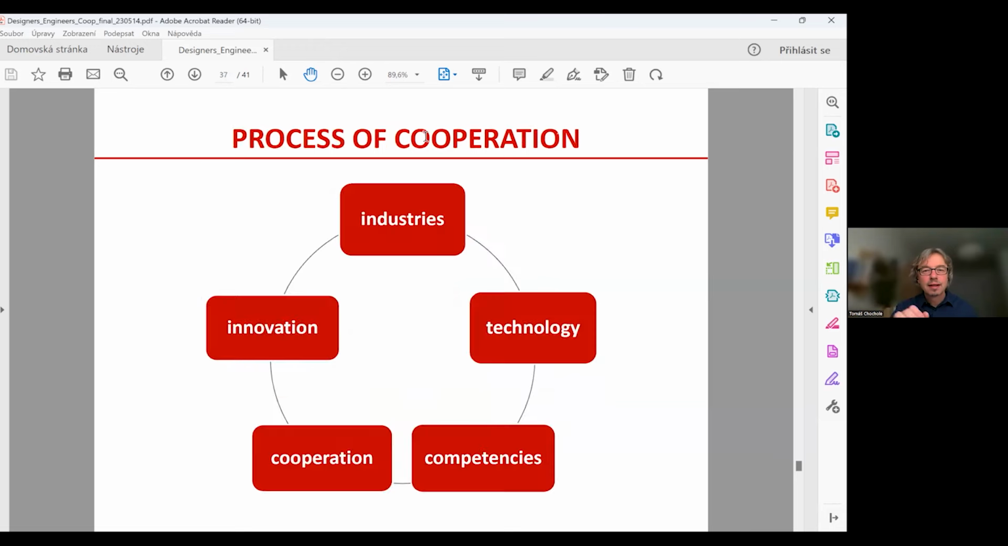Well, in the beginning of this lecture, we talked about supporting new industries and about the process of cooperation. So I can summarize. When we are talking about industry, we need to think about new technologies, and we need new knowledge, new competencies. We need to be open to cooperation, because without it we can't get innovation. And the innovation process is our goal for our future.